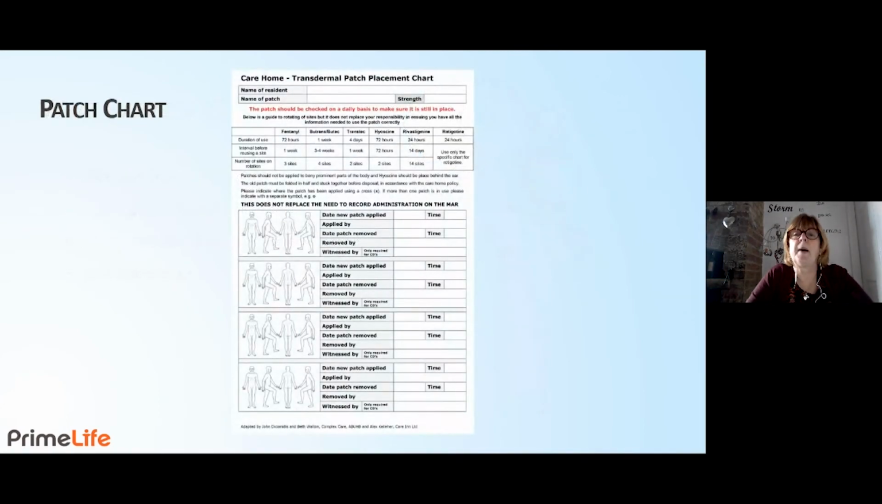Here is an example of the patch chart, and again this tells us the duration of use, the interval before reusing a site, and the number of sites on rotation. It also gives us the name of the patch, the strength, the resident's name, and we've got images here of where we can apply the patch, the date it was applied by, the date the patch was removed, who removed it, and if it was a CD patch, who it was witnessed by. This is a really useful patch chart because it gives all the information on there.